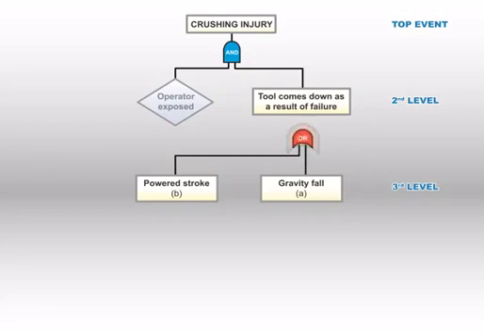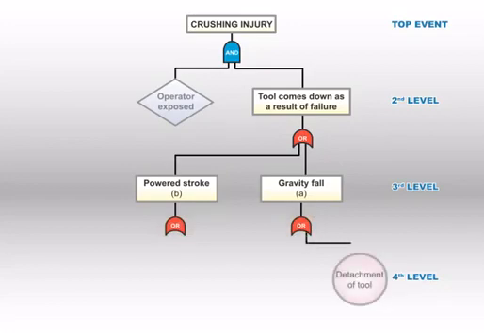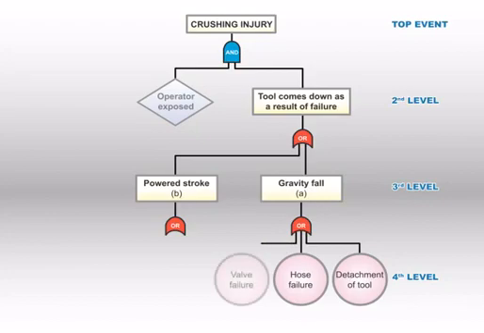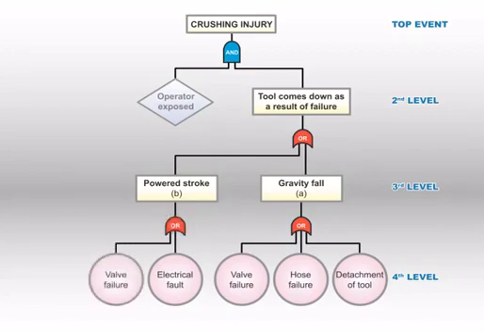We know, from the information we were given, that each of these third level events have several potential causes, so these are recorded at the next level, fourth level, using OR gates. The gravity fall could have been caused by detachment of the tool, or hose failure, or valve failure. An unplanned powered stroke could have been caused by an electrical fault, or valve failure.